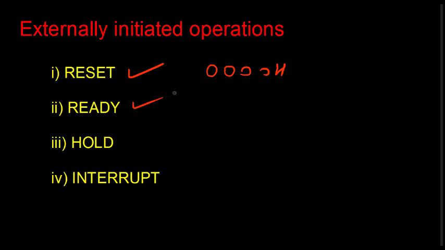Then we have ready. This ready signal is used to synchronize with the slower peripherals. So if a microprocessor is transferring some data to any output device, and the speed of the output device is slow, then this ready signal can be used to synchronize that slower peripheral with respect to the microprocessor.